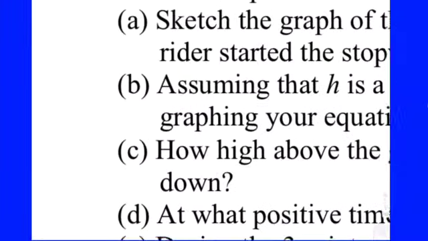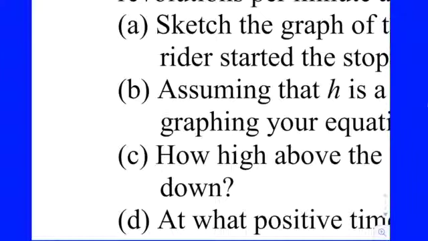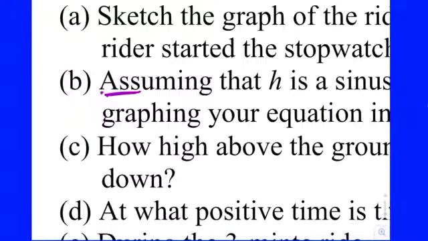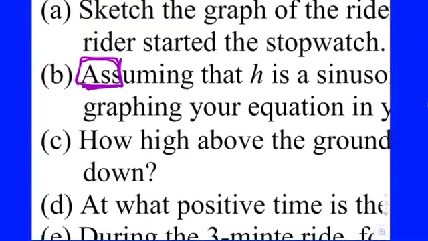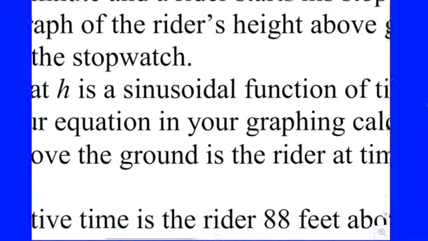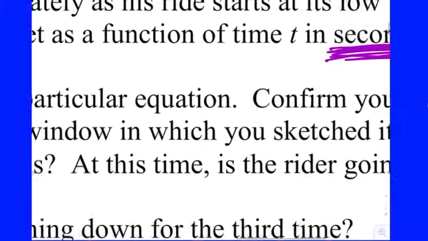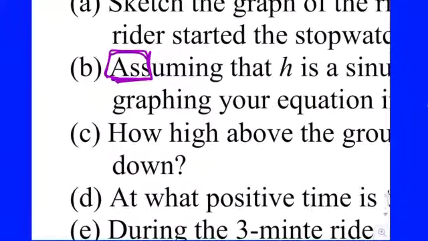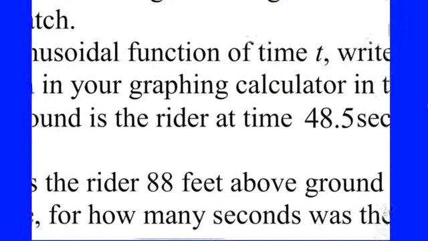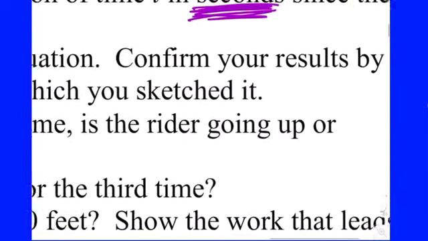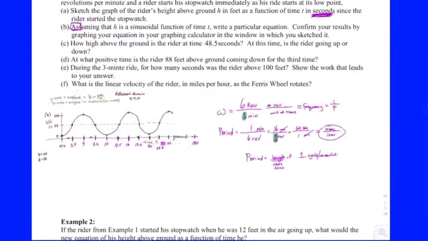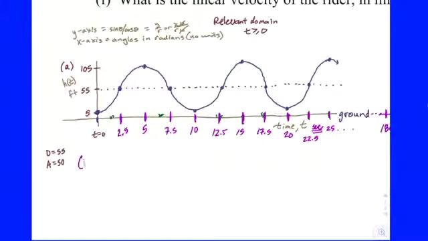Oh, part B, bring it on. Assuming, that's dangerous, right? You know what they say when you assume. Okay, but the instructions say to, so assuming that h is a sinusoidal function of time, write a particular equation. Confirm your results by graphing your equation in your graphing calculator in the window in which you sketched. Okay, that just means write an equation. Part B, write an equation.